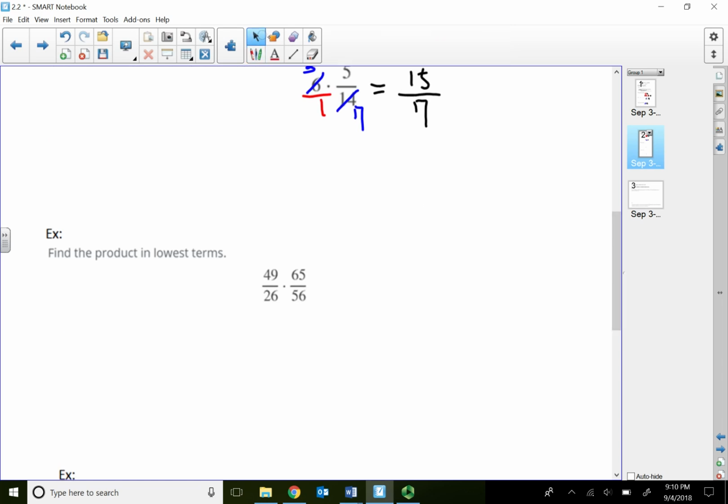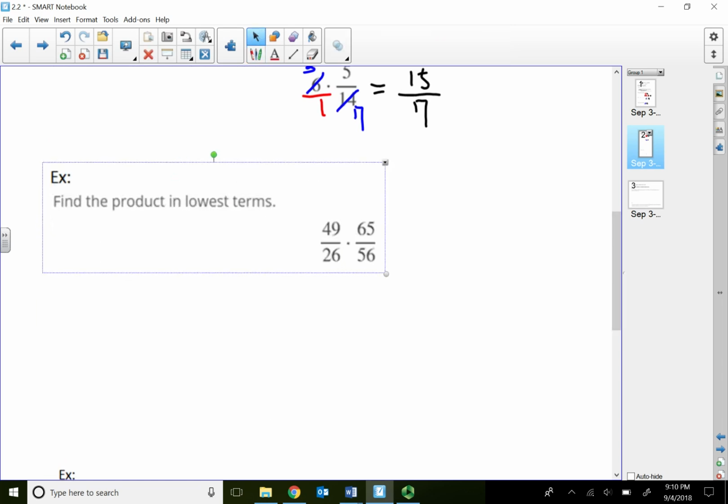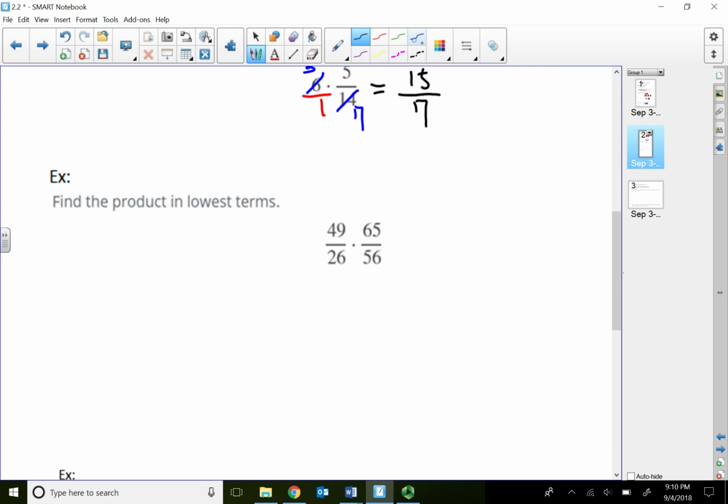All right, let's do one that's more interesting here. I recognize this is multiplication, so we reduce. And I recognize the 49 on top with my 56 in the bottom because both of them are on the multiplication table under 7. So if I reduce 49 and 56 by 7, that means I divide by 7. 49 divided by 7 is 7. 56 reduced by 7 will give me an 8.